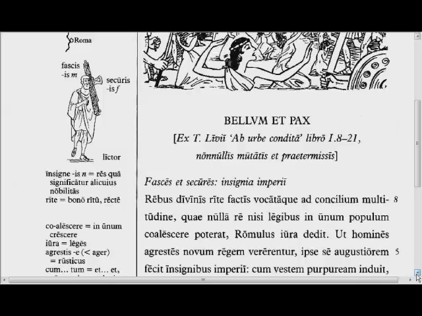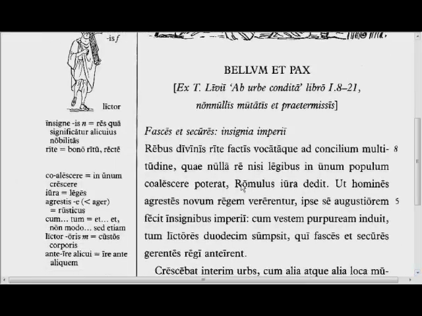Fasces et secures, insignia imperii. Rebus divinis rite factis vocataque ad concilium multitudine, quae nulla re nisi legibus in unum populum coalescere poterat, Romulus iura dedit, ut homines agrestes novum regem vererentur. Ipse se augustiorem fecit insignibus imperii, cum vestem purpuream induit, tum lictores duodecim sumpsit, qui fasces et secures gerentes regi ante irent. Okay, so let's stop there, read through that whole section in Latin, and let's come back and translate.